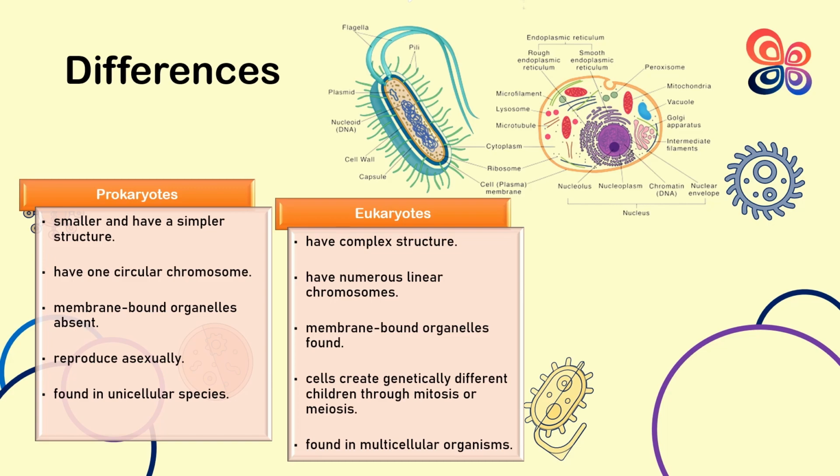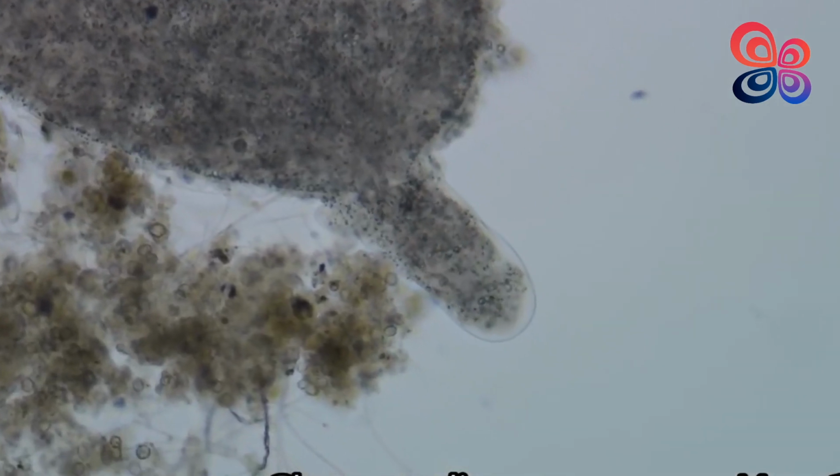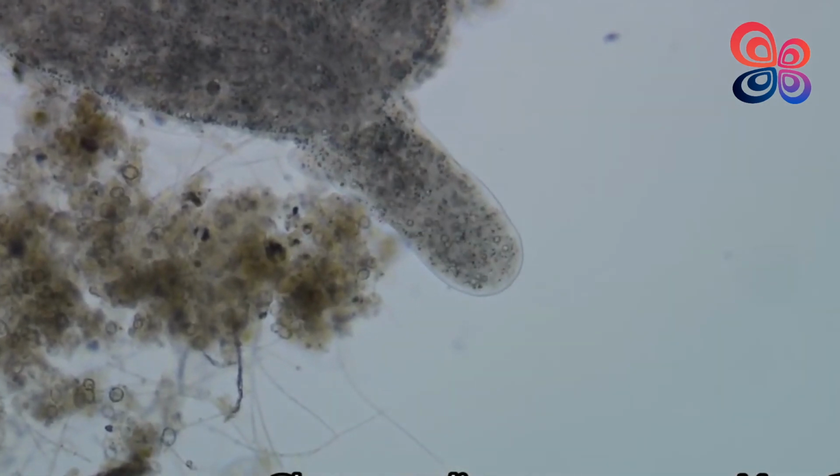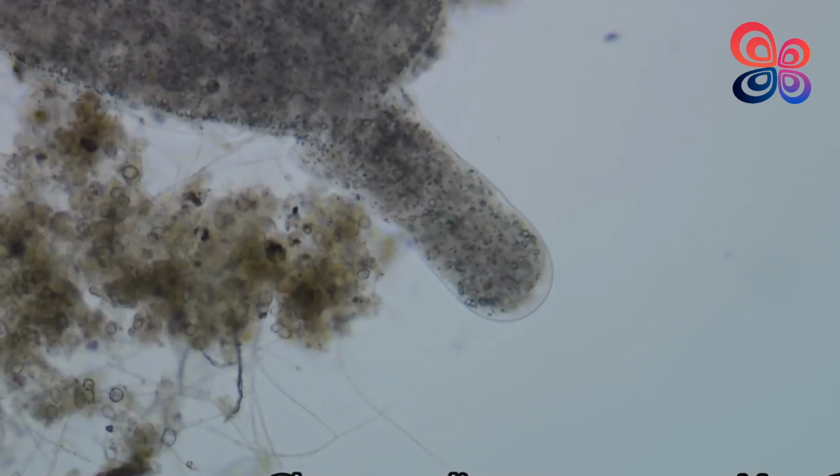Membrane-bound organelles found in eukaryotic cells include mitochondria, lysosomes, and the endoplasmic reticulum, among others. Many processes, including protein synthesis, waste elimination, and energy production, are carried out by these organelles. Prokaryotic cells reproduce asexually through binary fission, whereas eukaryotic cells create genetically different children through mitosis or meiosis.